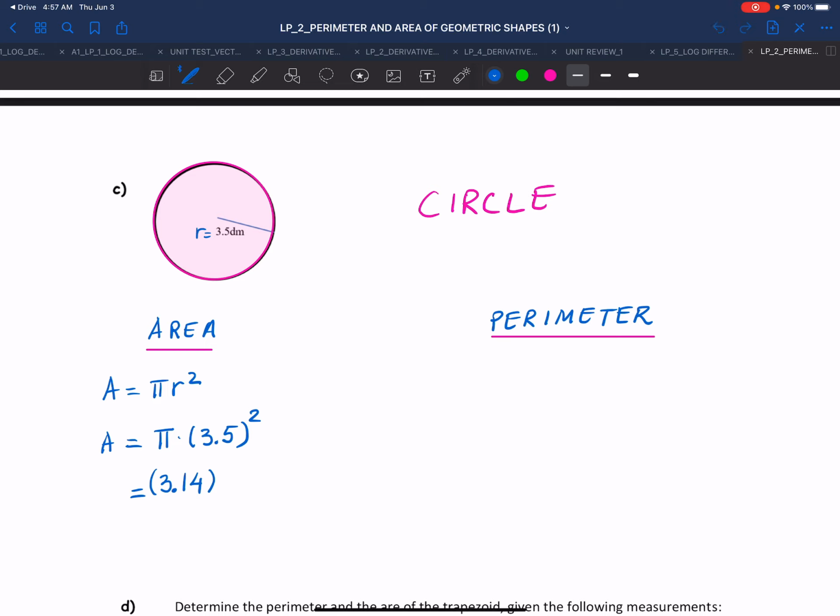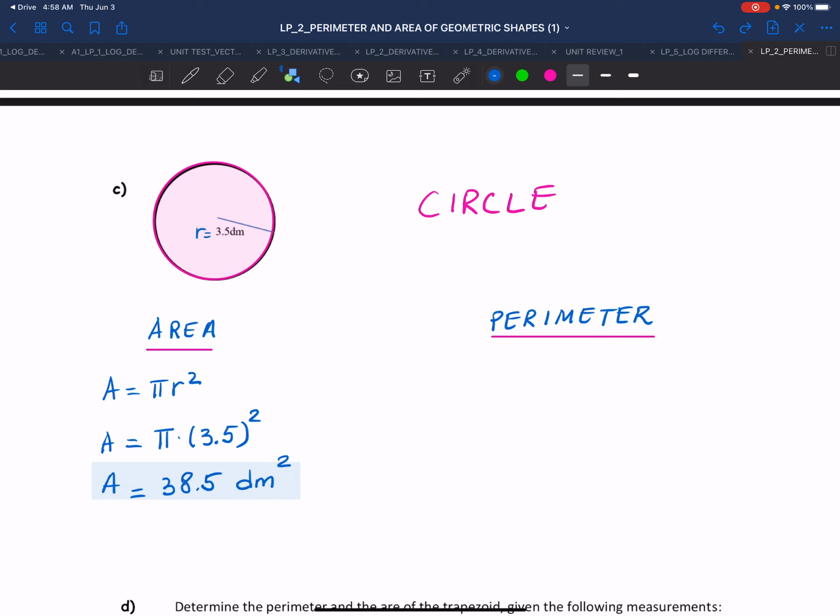So either way, for now I'm going to use pi on my calculator, which is pi times 3.5 squared, and I got 38.5. That's the area. And since the radius, which we used in measuring the area, is measured in decimeters, then area will be expressed in decimeters. And because area is measured in unit squares, that would be decimeter squared. And voila, that's the area.